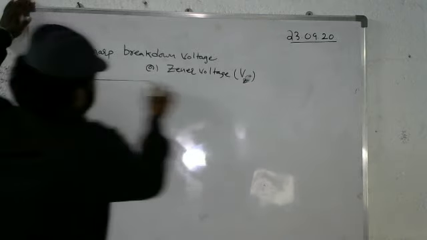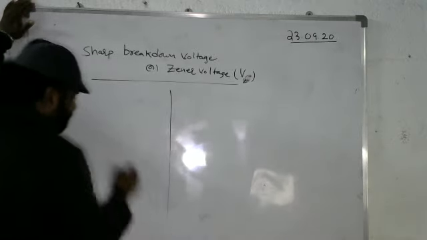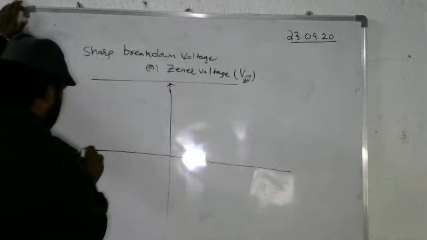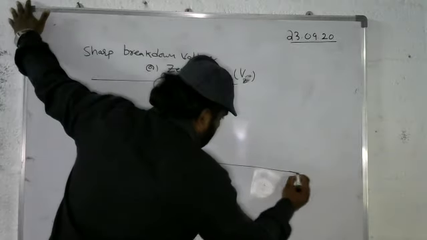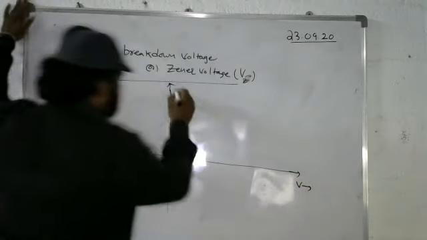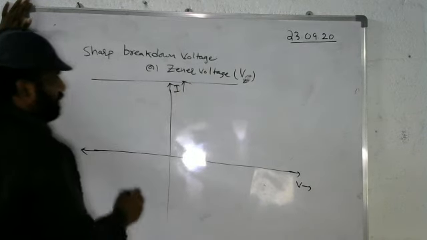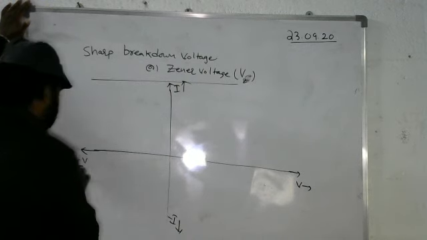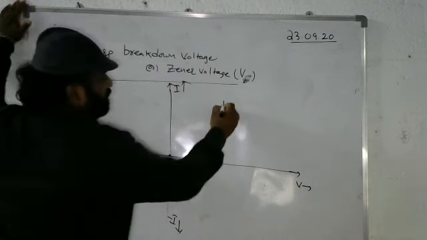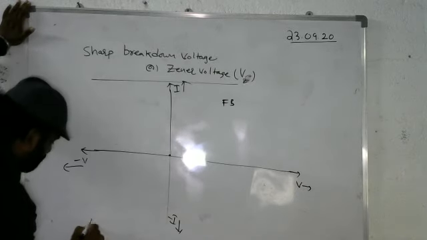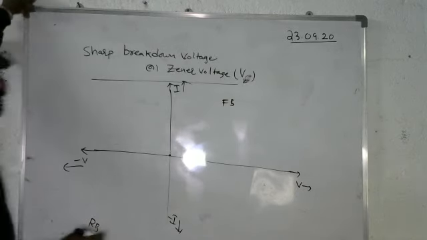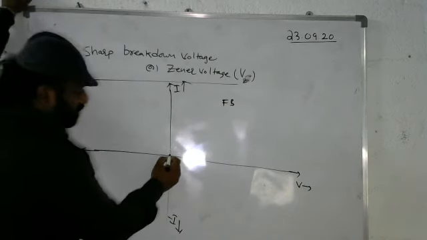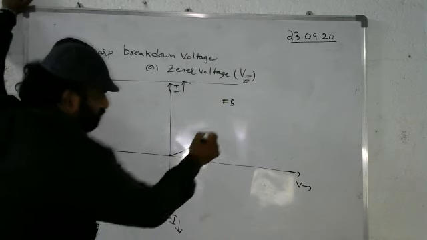What is the sharp breakdown Zener voltage? Suppose you take the VI characteristics, VI meaning voltage and current. Let V be on the x-axis and current I on the y-axis, with minus V on the left. This is the forward bias region and this is the reverse bias region. Look here. With the increase of voltage, current also increases in forward bias, like this.